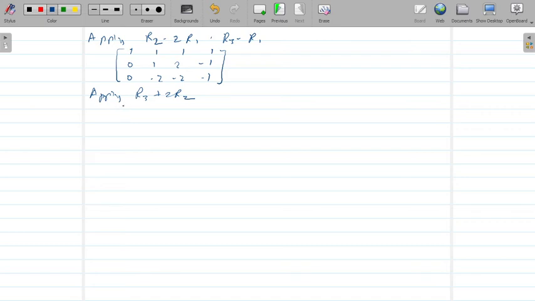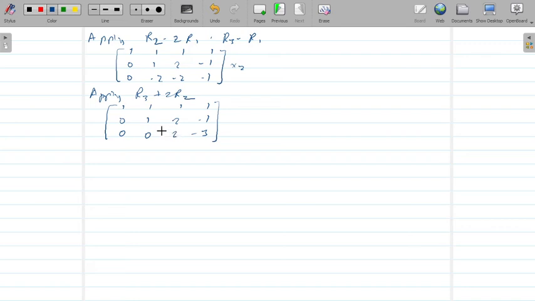So first row as it is: 1, 1, 1, 1, then 0. Second row as it is: 1, 2, minus 1. And now this 0, you are multiplying this row by 2. So minus 2 plus 2, 0. Minus 2 plus 4 is 2. And minus 1 minus 2 is minus 3.